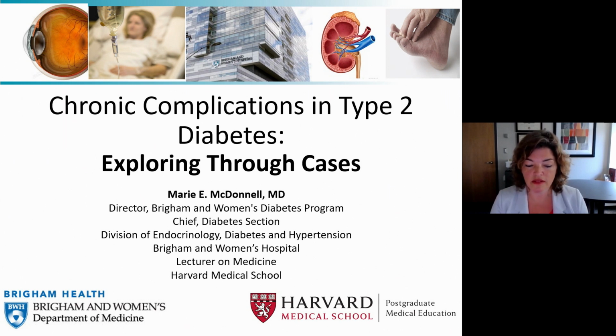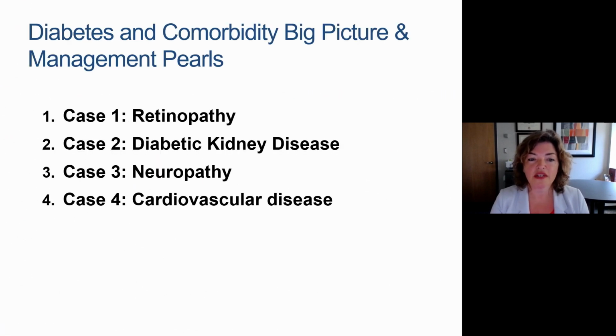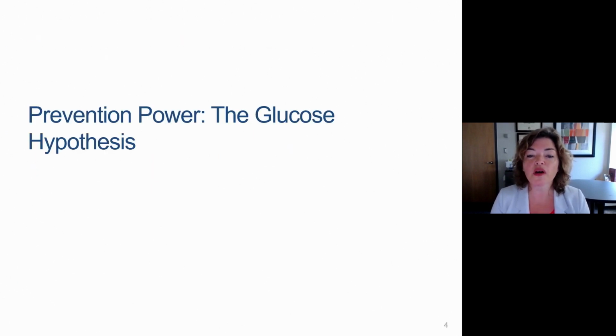Okay. I need to click. Great. All right. So here are our cases, sort of covering the bases. So retinopathy, diabetic kidney disease, neuropathy, and of course, cardiovascular disease. Okay. We're going to start by just quickly reminding you about the glucose hypothesis.